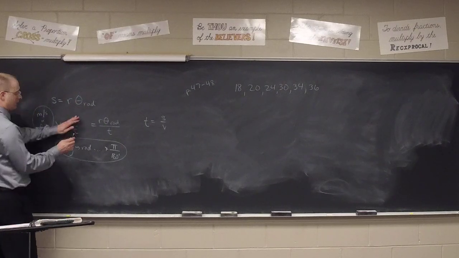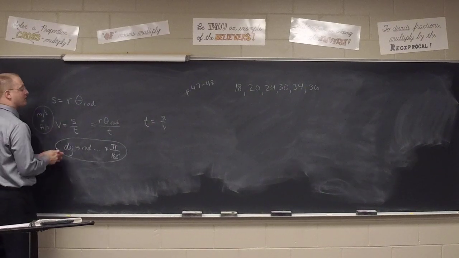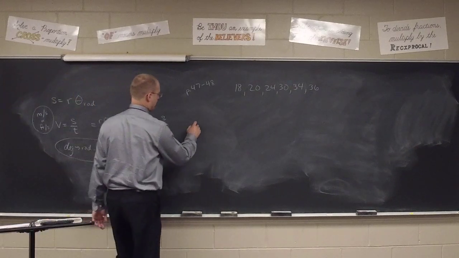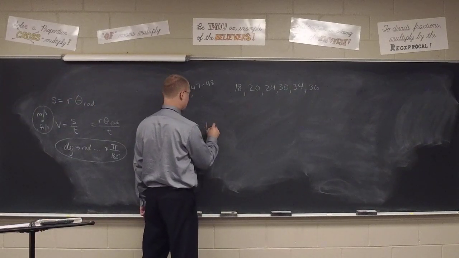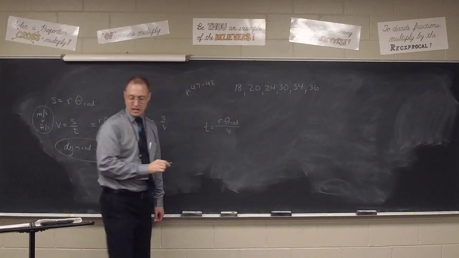Okay, so ignore this part of the equation here. Finding the time given r, theta, v. How do I solve for time here? Jamie? You switch the T and V. To get? T equals r theta rad over V. Good, r theta rad over v.